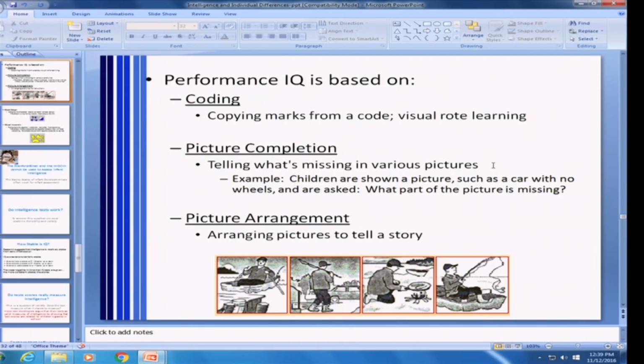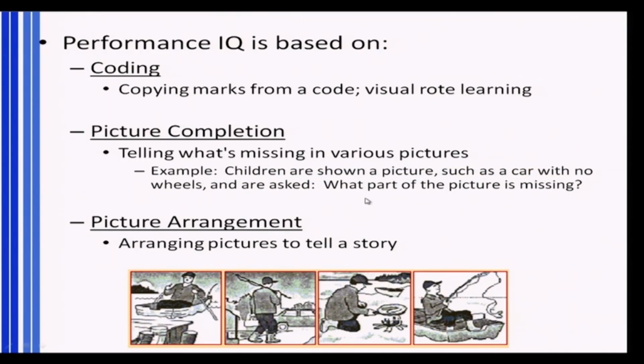Similarly, there is also picture completion. The matrix is also an example of a picture completion test, telling what is missing in various pictures. For example, the children are shown a picture such as a car with no wheels and are asked what part of the picture is missing. These are certain ways to test the performance IQ.